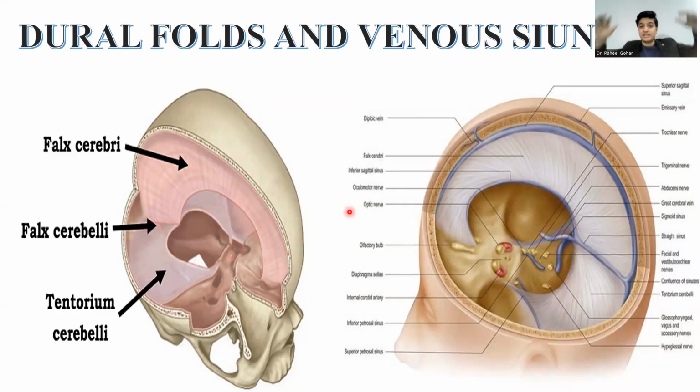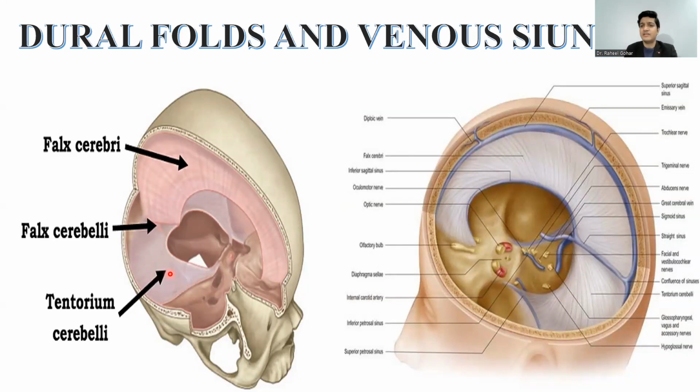And then as we all know, there are two cerebral hemispheres, on the right side and the left side. These two cerebral hemispheres are actually divided in the center by a fold of the dura mater, which is known as the falx cerebri, as you can see here. And in the same way, the intracranial cavity is divided into supra and infratentorial compartments by another dural fold, which is known as the tentorium cerebri, as you can see here.